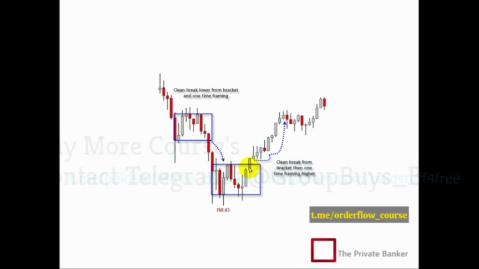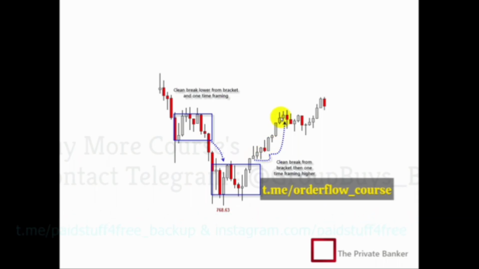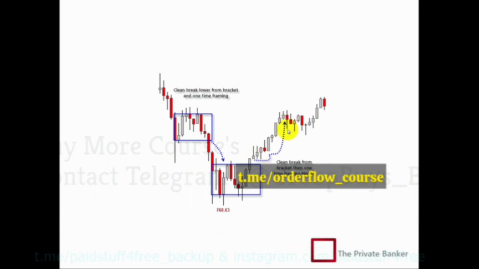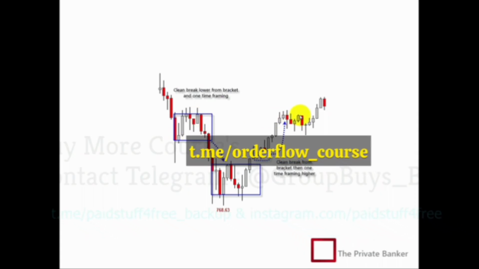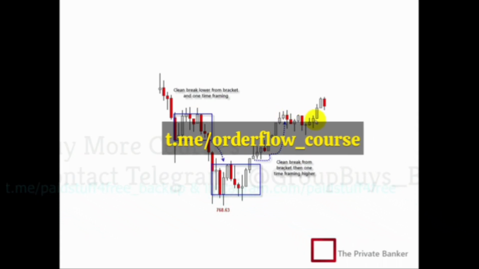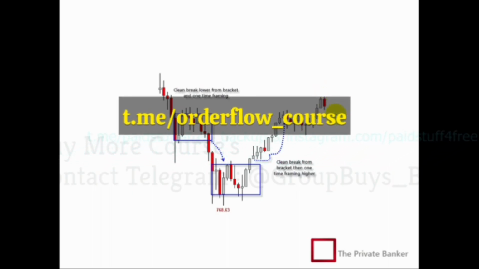And then once the market broke out of that balance, we one time framed higher, and then finally we see that low get taken out. Interestingly enough, that was a previous balance area. We see a balance return to the market, and then finally it starts to auction out of there.